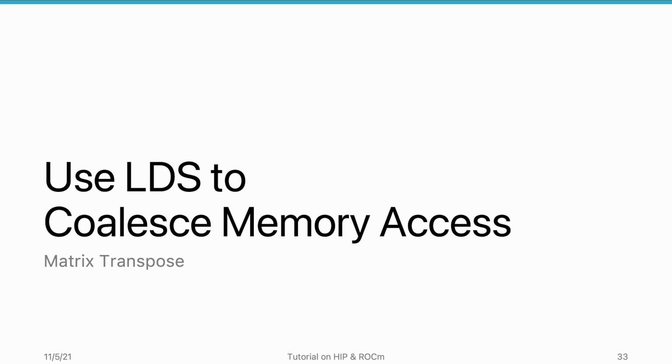So in the last video, we introduced the power of memory coalescing, but sometimes it's very hard to access the data in a coalesced way. A very good example is matrix transpose, because on one side we need to access data horizontally and on the other side we need to access the data vertically. So there must be one time where memory access is not coalesced. In this example, let's see how to utilize LDS to convert non-coalesceable memory access to a coalesceable memory access.